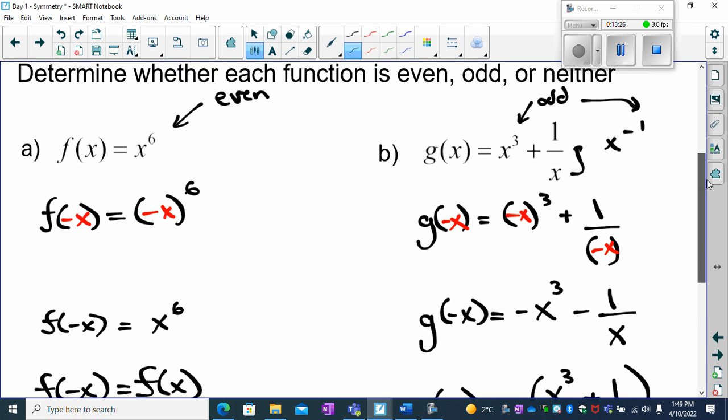Basically, what you're looking for is the signs to change. So if this went from positive x cubed to negative x cubed, that's a sign change. If this went from 1 over x to negative 1 over x, that's a sign change. Both terms change signs, that means it's odd. If this one changed and this one didn't, that wouldn't be odd. It would be neither. It's not even or odd. Okay, if it stays the same, it's even. If all of the signs change from positive to negative or negative to positive, then you have what's called an odd function.